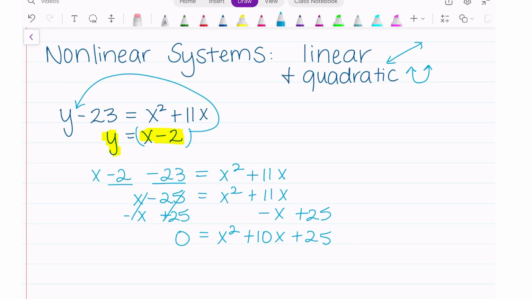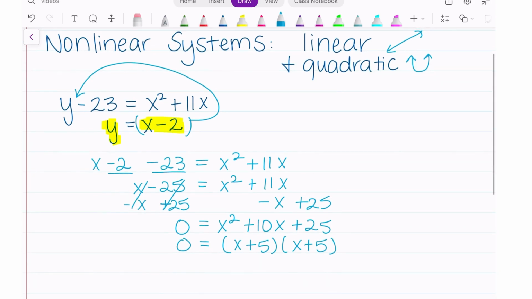If you can't, you might have to use quadratic formula, but luckily this one is factorable. And so x plus 5 times x plus 5 is this quadratic equation factored. And I do have a video on how to factor when a is 1 if you're interested in watching or need a refresher. So to figure out where these factors are 0, I set them equal to 0 and solve for x.